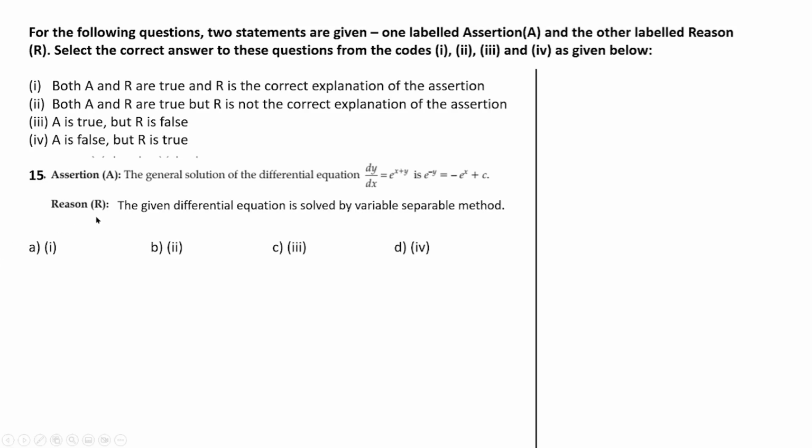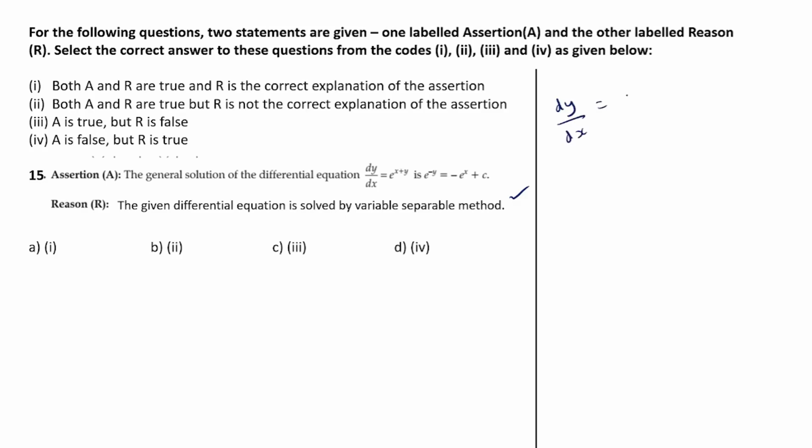Moving on. Next we have questions from differential equations. The general solution of the differential equation dy by dx equal to e raised to x plus y is e raised to minus y equal to minus e raised to x plus c. The given differential equation is solved by variable separable method. So if we have to solve such a differential equation, we have to use variable separable method. So the reason is true. Let us check whether the assertion is true or not.